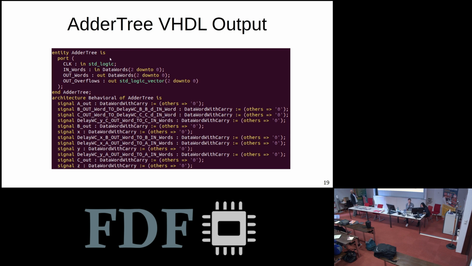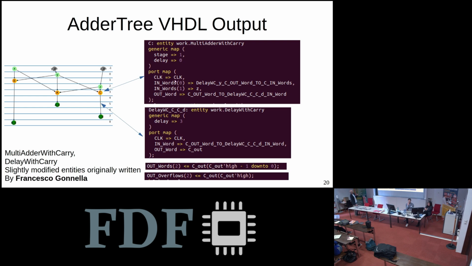Then this is how the VHDL actually looks. This is the entity adder tree. It has a clock input. It has 3 input words for XYZ. The outputs are 3 data words. Data word is a 16-bit logic vector, and the overflows. Then there are definitions of signals, also with automatically generated names. And the internal implementation is based on these 2 entities, multi-adder with carry and delay with carry, which are heavily based on multi-adder and delay, which already exist in the eFex firmware implemented by Francesco.